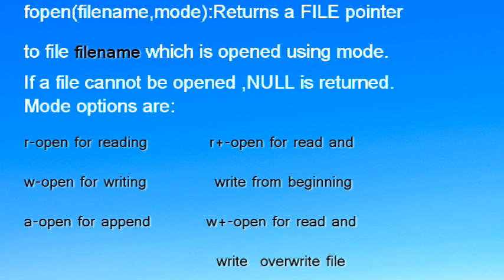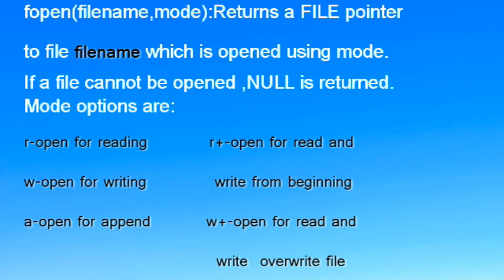First of all, we have file open, which we write as fopen, and then the name of the file and in whichever mode we want to open it. Basically, what fopen does is return a file pointer to the file name which is opened using that particular mode. Suppose if I open in read mode, it will open in that read mode and return that particular pointer to the file name. If the file cannot be opened, NULL is returned.